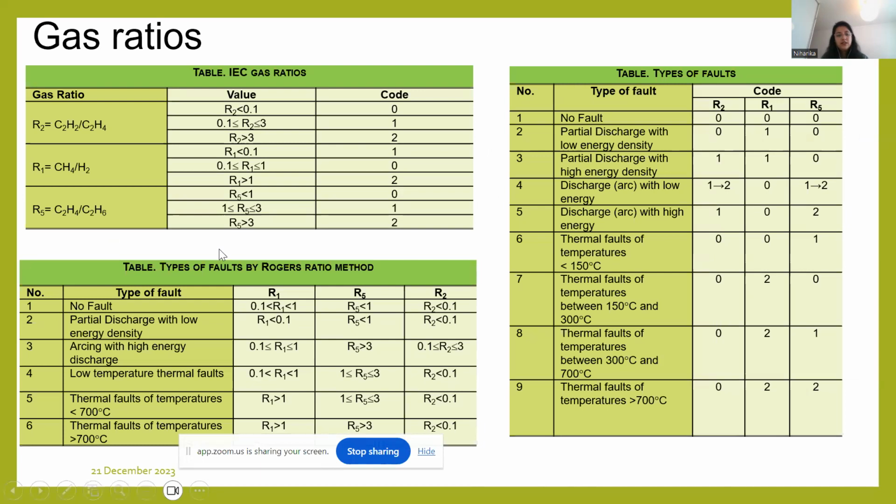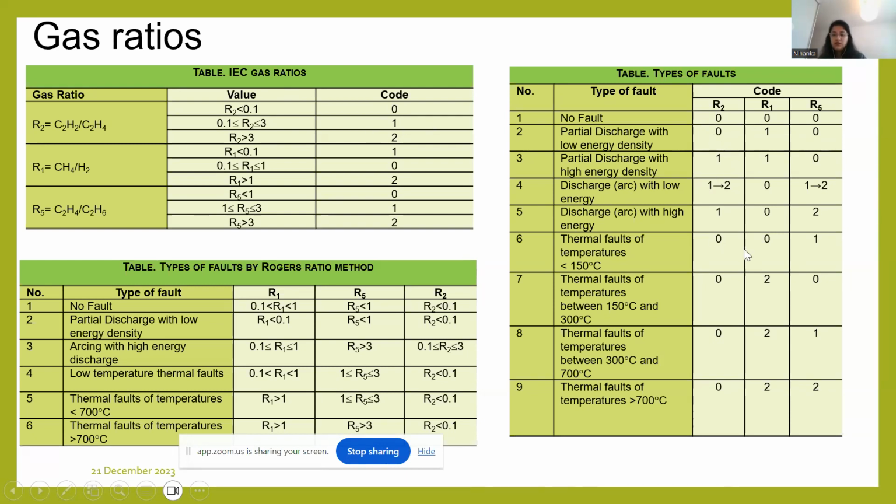So for the IC ratio methods, as we know, R2, R1, and R5 are used by the IC ratio method, so this is how the values are depicted, and there are certain codes which are given. So we need to take out the ratios, then go to the code and go to this chart, and then we realize what the incipient fault can be after going from the concentration.